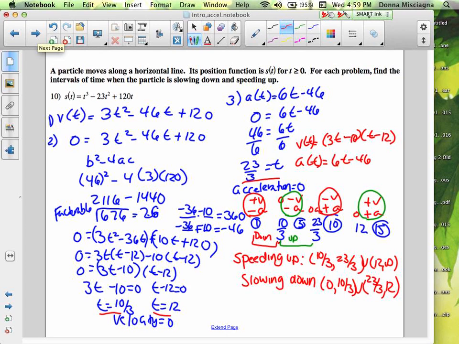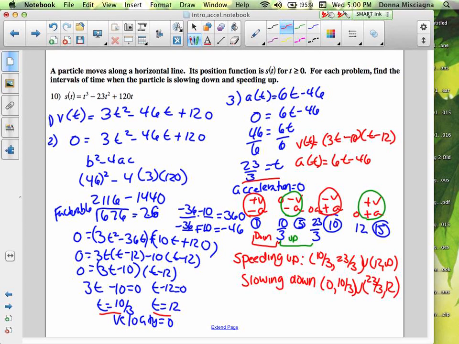We have to find values on either side of them. So we chose a value to the left of 10 thirds. We chose 1, and the velocity and acceleration had a different sign. That meant we were slowing down from 0 to 10 thirds. At 10 thirds, velocity and acceleration were both negative. So we're speeding up, and we're speeding up to the next critical point, so from 10 thirds to 23 thirds. At 23 thirds, their signs are different. So we are slowing down.